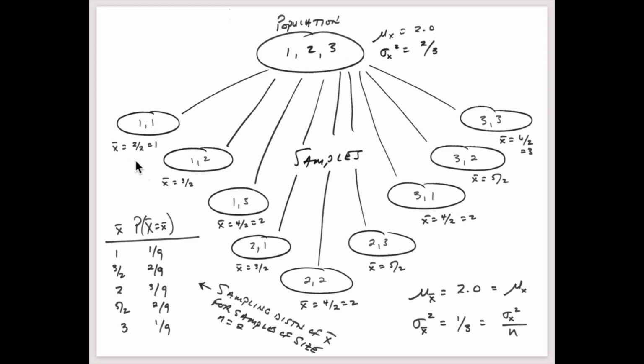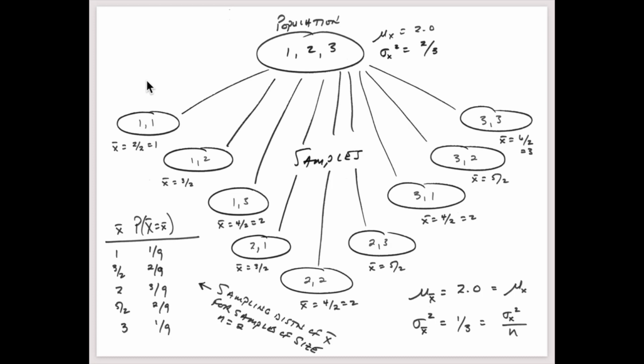Now, because of the way that we are sampling from this population, remember, we're reaching into that hat and pulling out a slip of paper at random, noting the number, writing it down, and then putting that paper back and doing that a second time. By virtue of how we're performing that experiment, all 9 of these outcomes, these elementary events, are equally likely. And that means that each of these possible outcomes has a probability of 1/9.